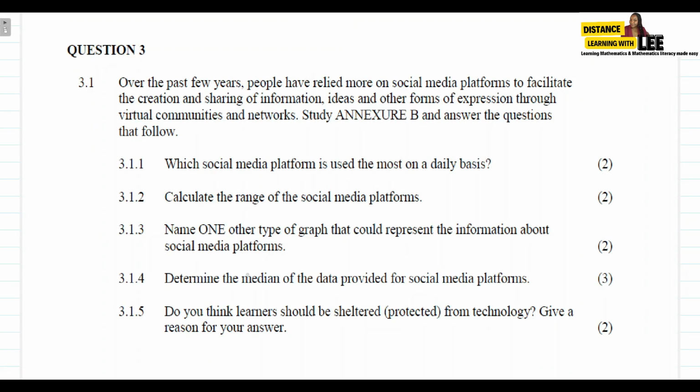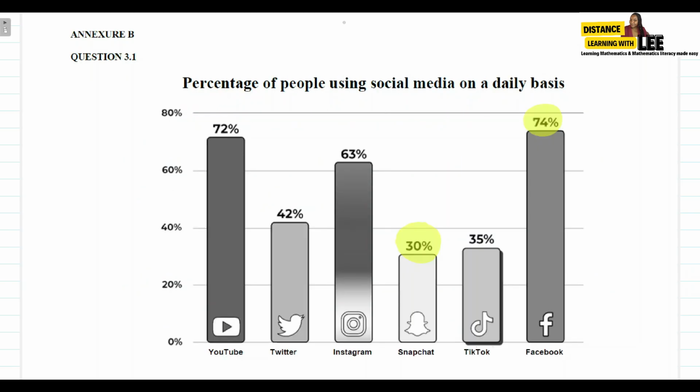Question 3.1.4. Determine the median of the data provided for the social media platform. If we want to determine the median, quartile 1, quartile 2, quartile 3, the median is quartile 2. We first have to arrange our data in ascending order. What is ascending order? It is when we arrange our data from the smallest value to the highest value. So the first thing we're going to do is take all these percentages that are given to us and arrange them in ascending order. Once you've arranged them in ascending order, we will be able to determine quartile 2.